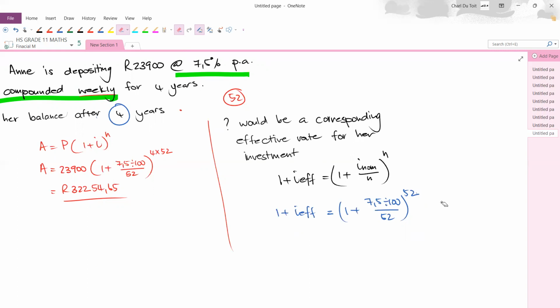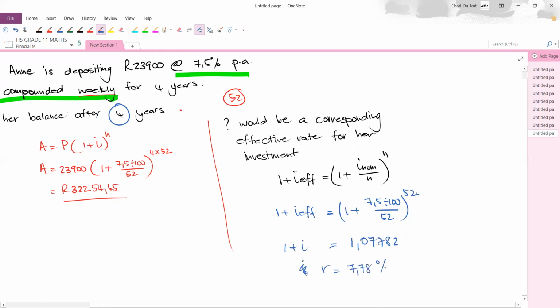So if I put that right-hand side in the calculator, I get 1.0778, and this is 1 plus i. So I'm going to minus 1 and times 100. So this is r actually, 7.78%.